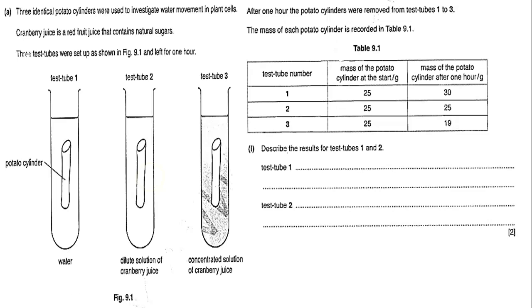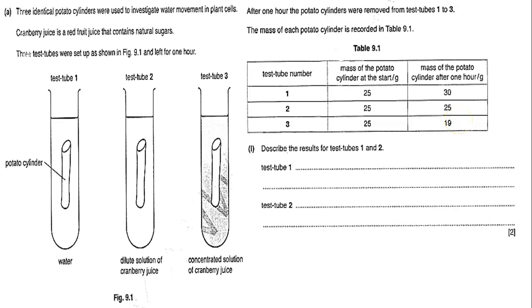Three identical potato cylinders, potato that is cut in a cylinder form, were used to investigate water movement in plant cells. Cranberry juice is a red fruit juice that contains natural sugars. The 3 test tubes shown in the figure are set for 1 hour. And here are the observations of the experiment. At the beginning, the mass of the 3 potato cylinders, and after 1 hour, the mass of the 3 potato cylinders.